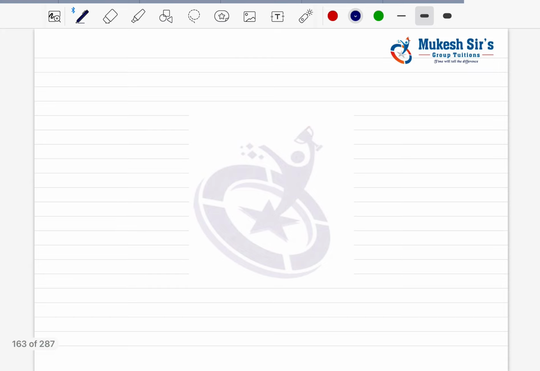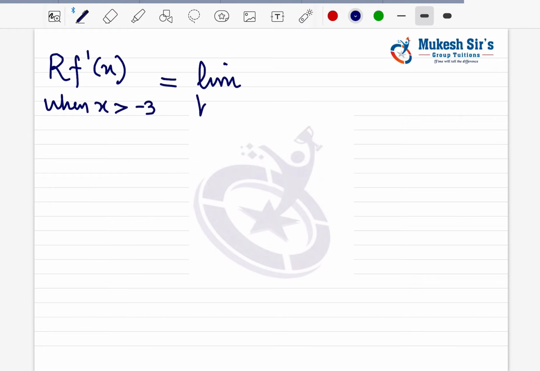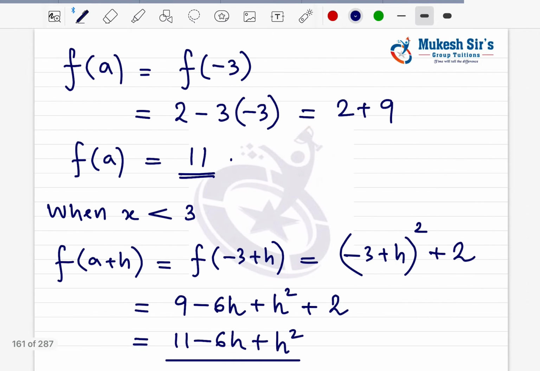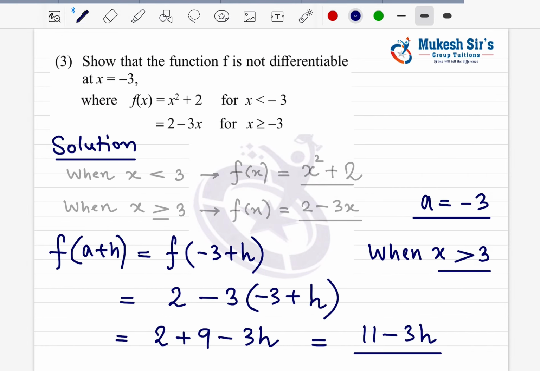Now you can find the right hand derivative. So right hand derivative is the derivative when x is greater than minus 3. Again the formula remains the same. Limit h tends to 0 plus f of a plus h minus f of a the whole divided by h. Now greater than minus 3 में f of a plus h कितना मिला? तो greater than first वाले में 11 minus 3h.